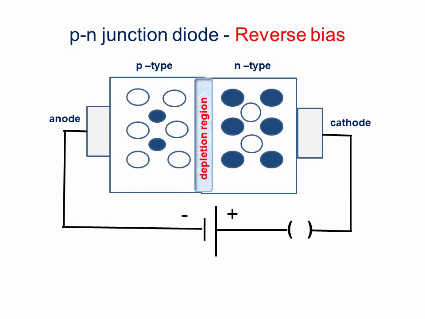Next, we come to see how the p-n junction diode works in reverse bias. Here, reverse bias means the P type is connected to the negative terminal of the battery and the N type is connected to the positive terminal of the battery. So, as usual, we have two electrodes, namely anode and cathode. When the circuit is switched on, the holes move from the positive terminal and reach the cathode. At the same time, the electrons move from the negative terminal of the battery and reach the anode.